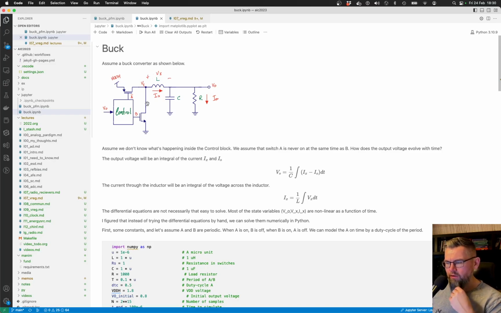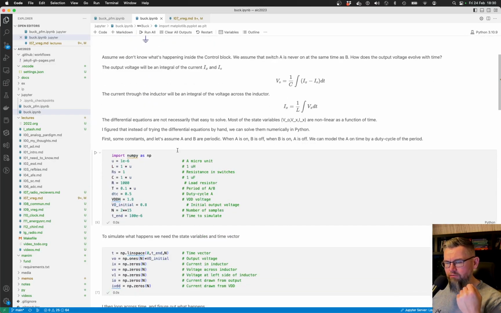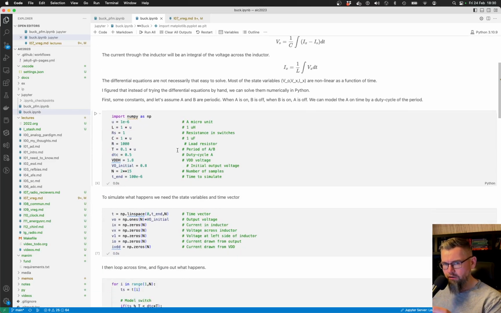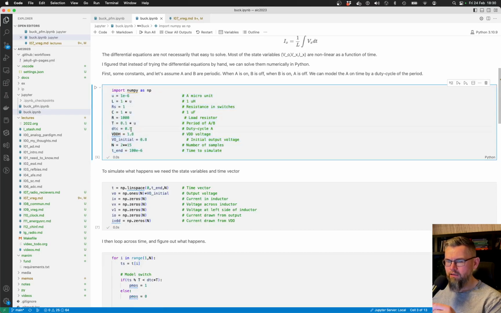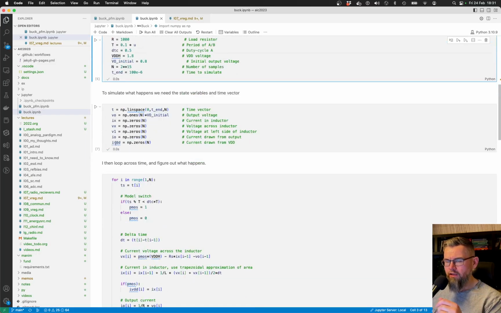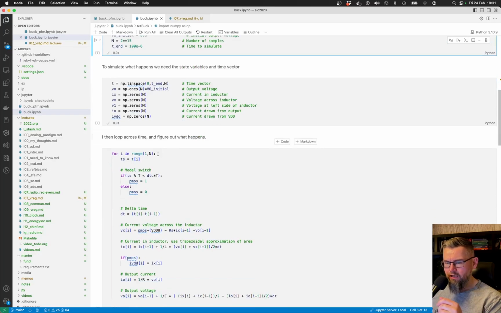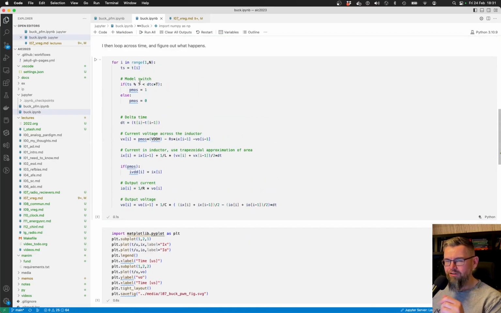It shows the figure. And then what I've done is, instead of trying to do a closed form solution of the differential equations here, I've done it in Python. So I've set up the constants, like how much time the PMOS is turned on and how much time the NMOS is turned on. And then I have some vectors that I initialize. And then it's a big for loop to run through the equations and compute the currents and the voltages in the system.